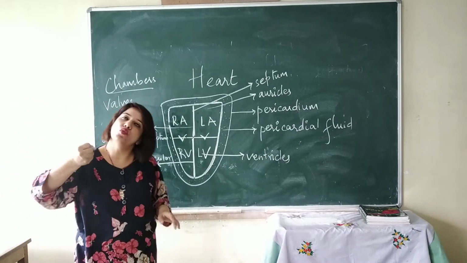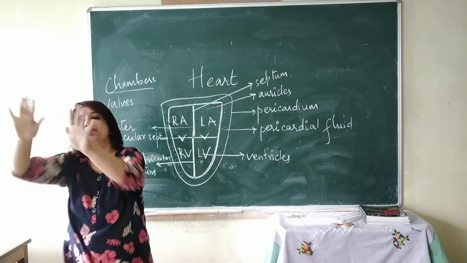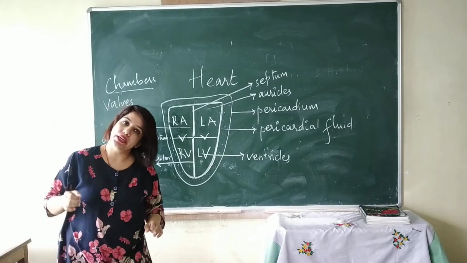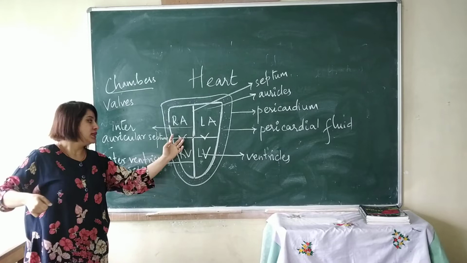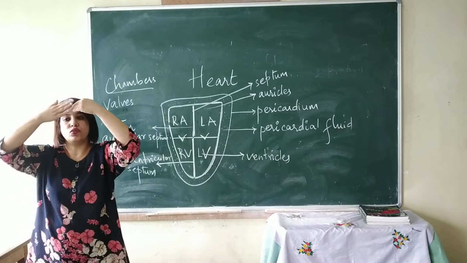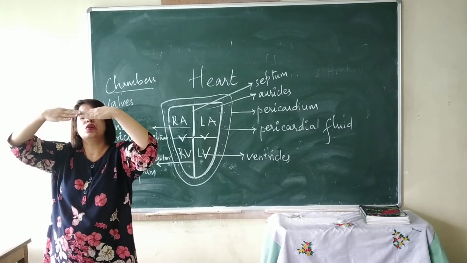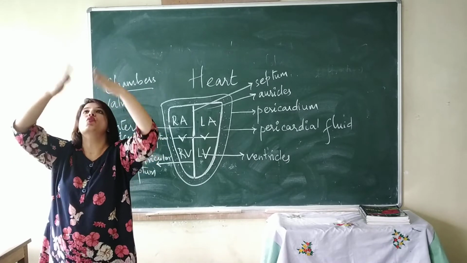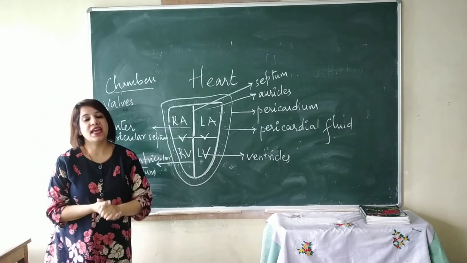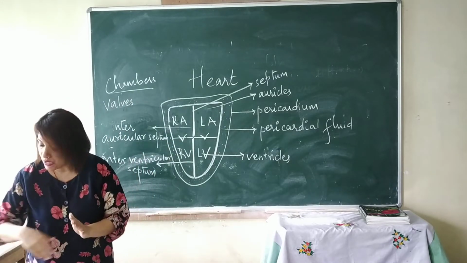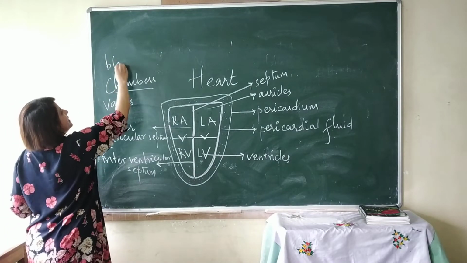Now, whenever you open a door, it always opens towards one side. You can't push it and open it the other way. Similarly, the valves also always open towards one side. And when they close, they cannot be opened towards the other side. So valves help in preventing the backflow of blood.